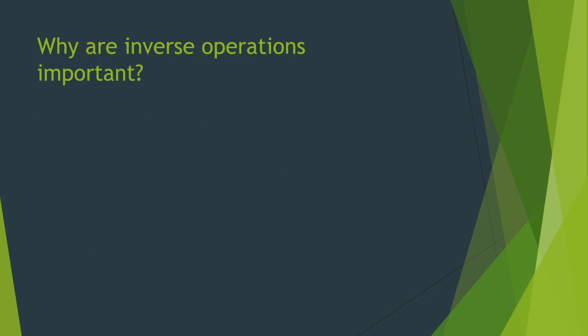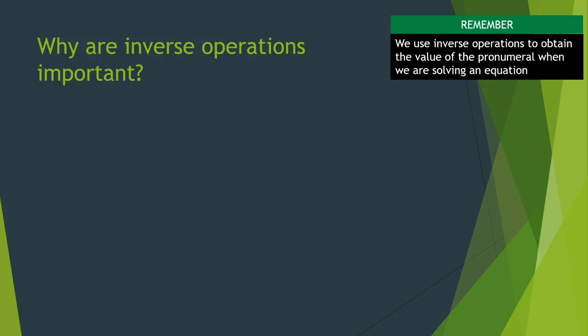So why are inverse operations important? They're important because we use them to obtain the value of the pronumeral when we are solving an equation. So for example, x plus 2 equals 16. What we're going to learn to do is to practice using these arrows here. We want to get x by itself, so we have to subtract 2.